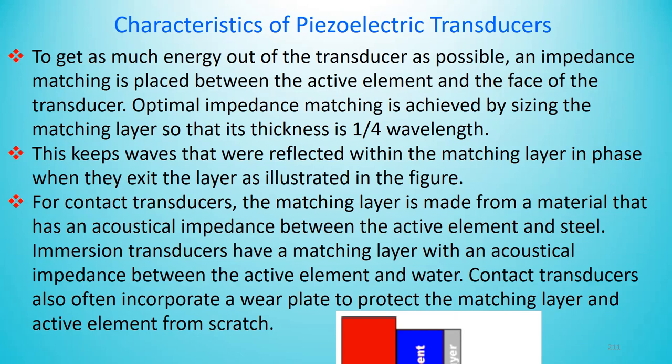For contact transducers, the matching layer is made from material that has an acoustical impedance between the active element and steel. Immersion transducers have a matching layer with an acoustical impedance between the active element and water. Contact transducers often incorporate a wear plate to protect the matching layer and active element from scratches.